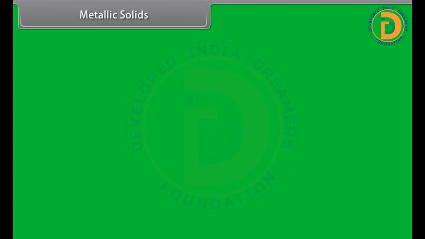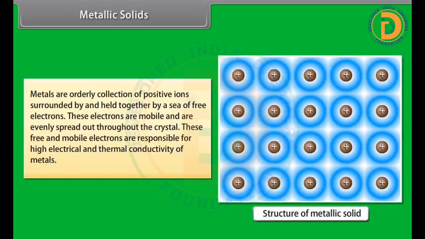They conduct electricity in molten state or when dissolved in water. Metallic solids. Metals are an orderly collection of positive ions surrounded by and held together by a sea of free electrons. These electrons are mobile and are evenly spread out throughout the crystal. These free and mobile electrons are responsible for high electrical and thermal conductivity of metals.